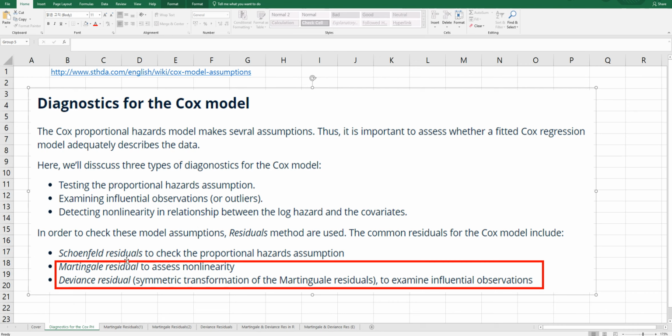So Schoenfeld residuals, Martingale residuals, and Deviance residuals are popular for analyzing residuals. In this video, I would like to focus on Martingale residual and Deviance residual. Martingale residual is used to assess non-linearity, and Deviance residual is used to examine influential observations.